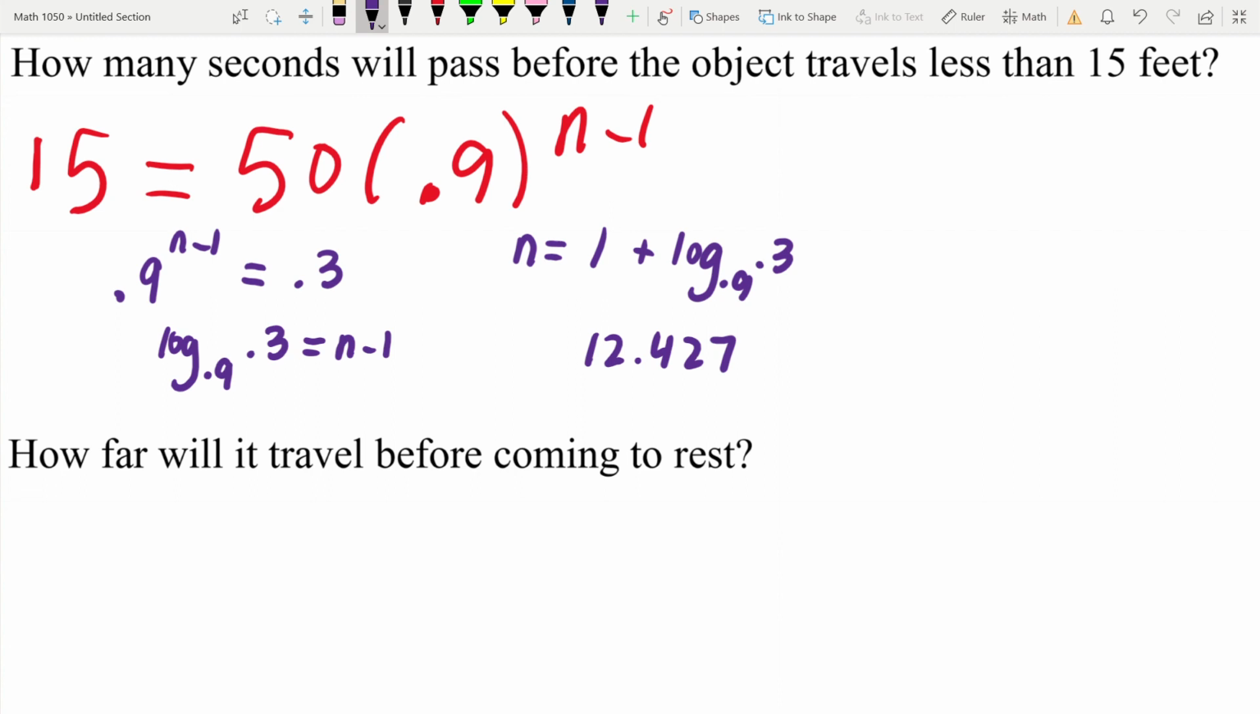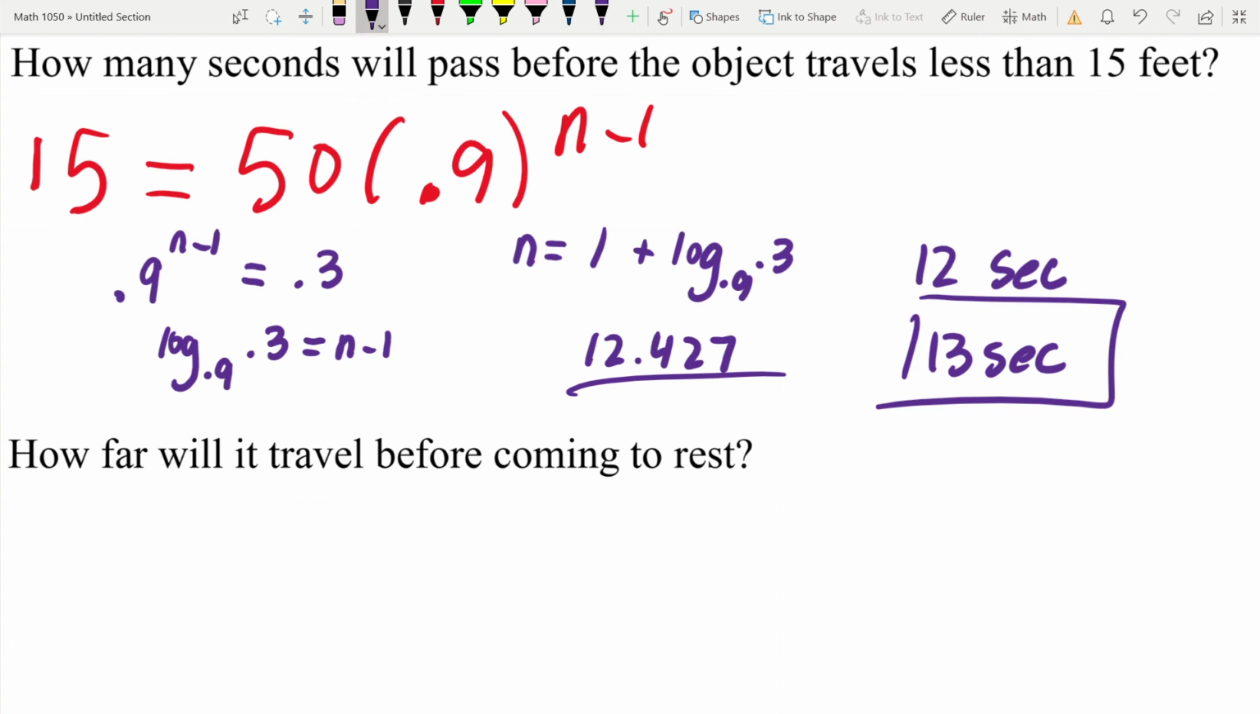Okay, how many seconds will pass before it travels less than 15 feet? Is the answer 12 or is the answer 13? Okay, well, it's either going to be 12 or it's going to be 13. Does anybody think they might know? On the 12th second, which is smaller than that, is it going to be less than 15 or is it still going to be more? Still going to be more. So it's going to be 13. Okay, it changes in the middle of the 12th, so it's got to be all the way to 13th.